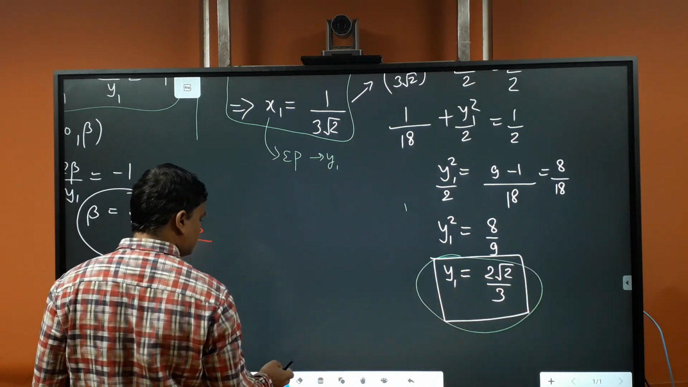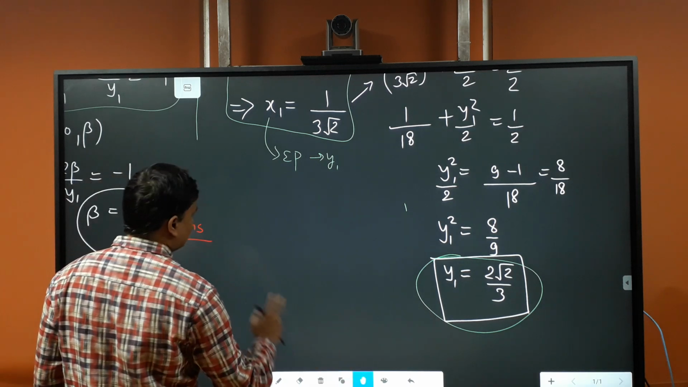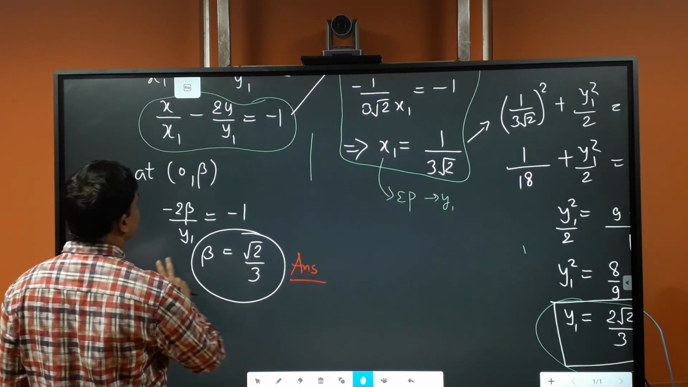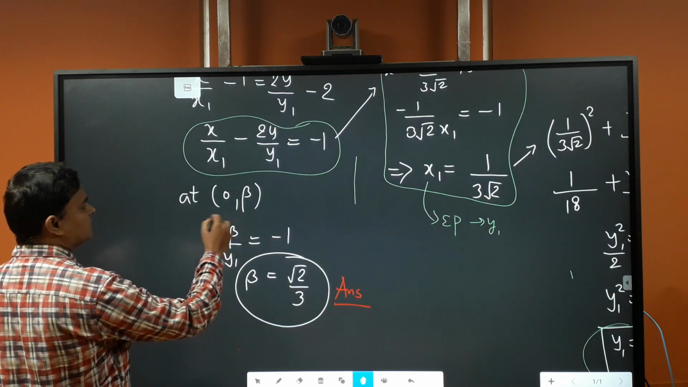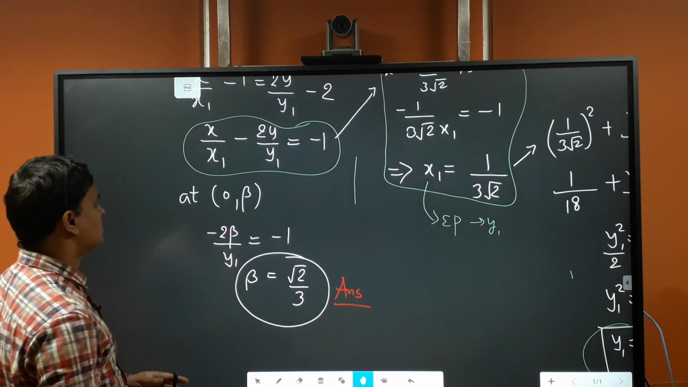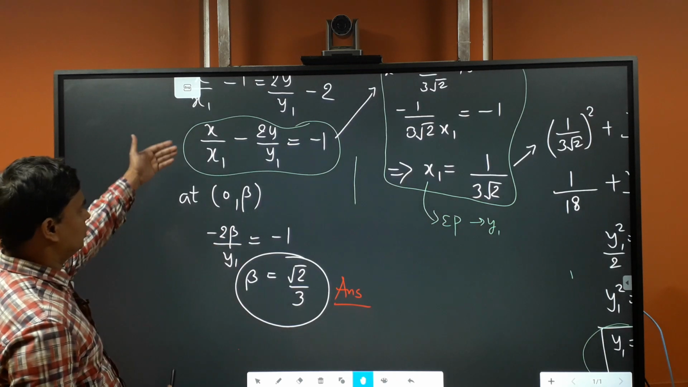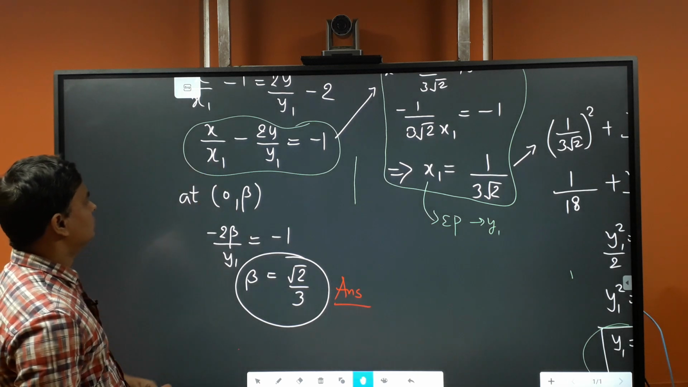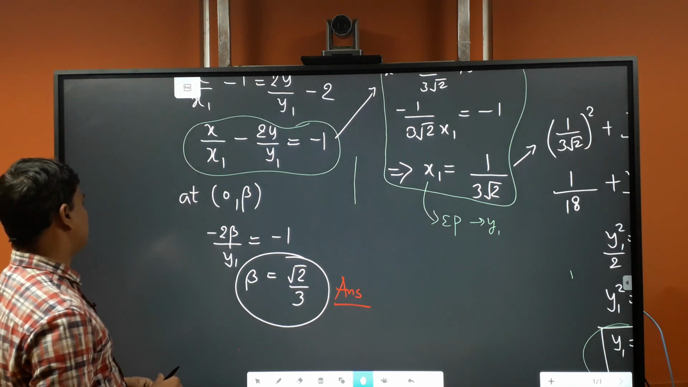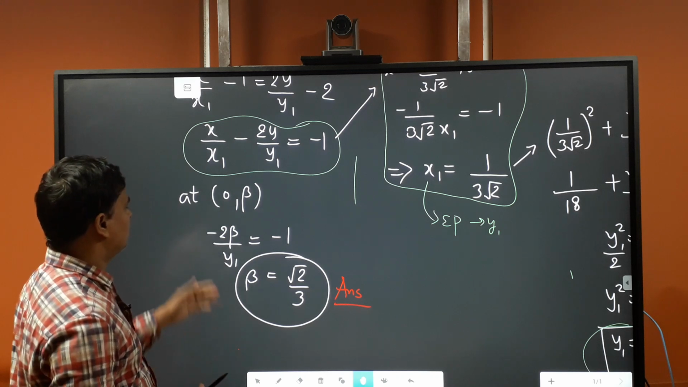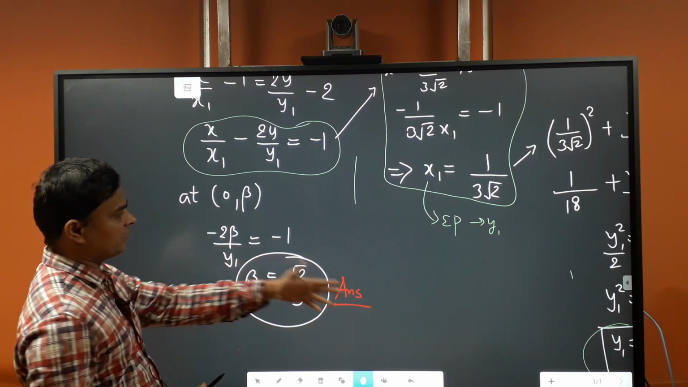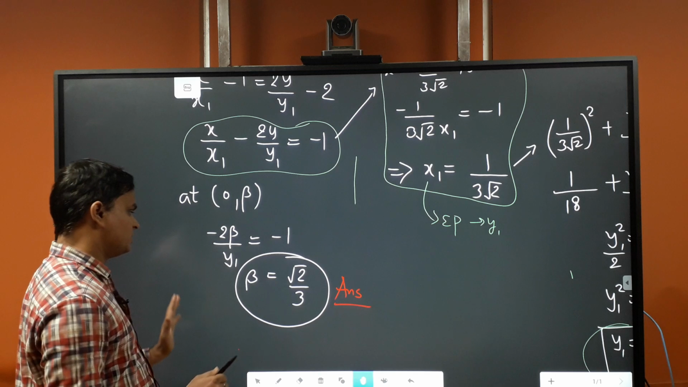Once we get the value of y, nothing more remains. It is given that this point (0, beta) also lies on this normal. So in place of x we will put 0, and in place of y we will put beta. Then we will get beta in terms of y1, and y1 we have already calculated. So this is the value of beta.